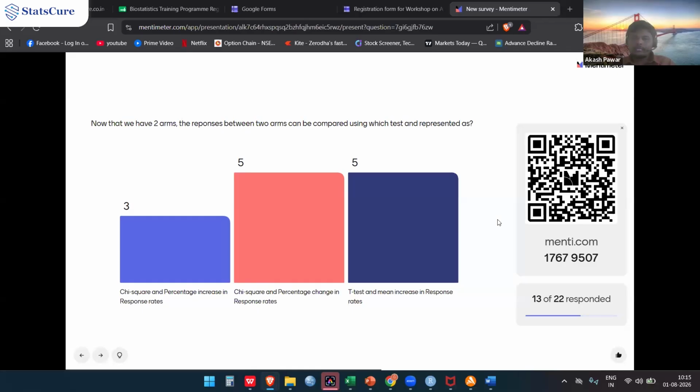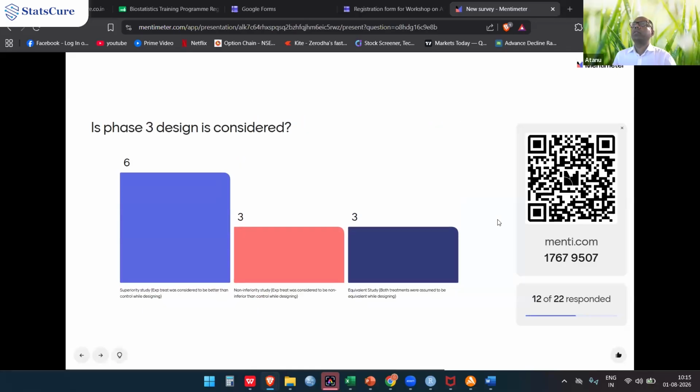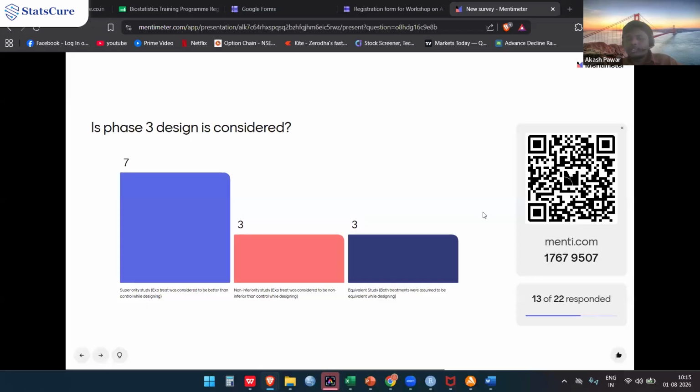We'll go further. In the phase 3 design, which we now made by adding a control arm and by checking the responses between two arms, which kind of design is it? Superiority study, where the experimental treatment was considered to be better than the control while designing itself.